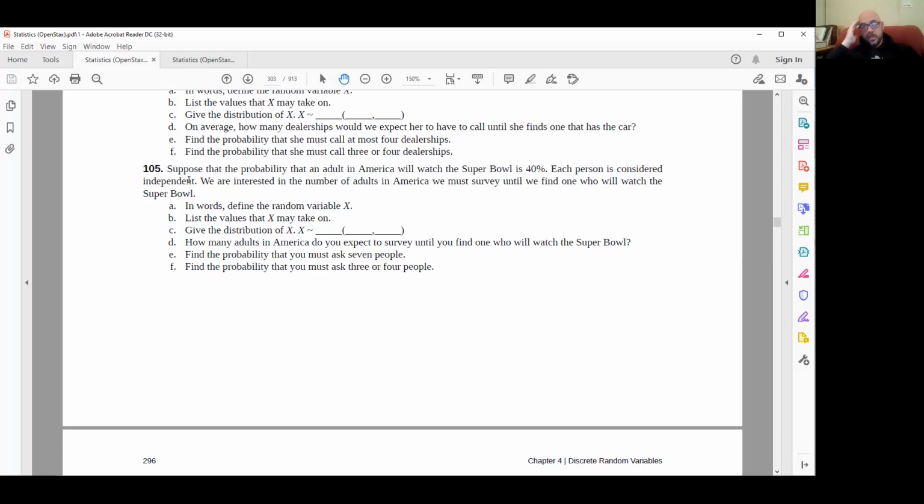So the thing you want to notice here is that we meet the Bernoulli trial requirements. There's only 2 options. Success is they will watch the Super Bowl. Failure is they will not watch the Super Bowl. There's a fixed probability of success, 40% success, 60% failure. Each trial is independent because they say so. Each person is considered independent. That's what you need for Bernoulli trials. And then the thing that we're counting is the number of people we have to survey until we find one who will watch the Super Bowl. In other words, how many people do we have to ask until we get our first success? So that's how you can tell it's geometric.